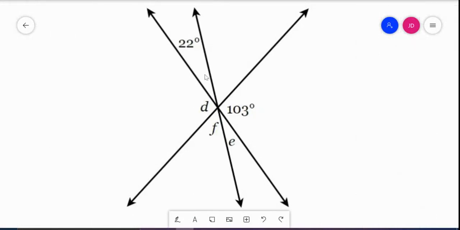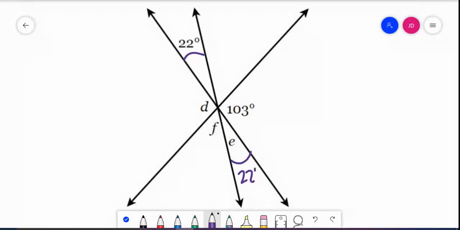Oof, quite a bit going on here. All right. Again, I always try to look for the vertical angles first. This is a vertical angle with here. So that means this is also going to be 22 degrees. All right. What else can I figure out here? Oh, another vertical angle right here, right? 103. 103. That's easy to figure out.